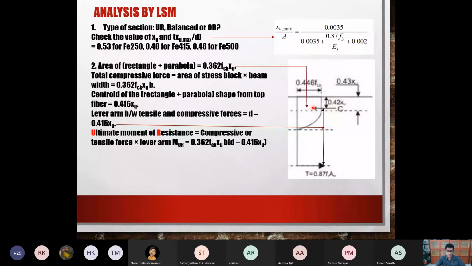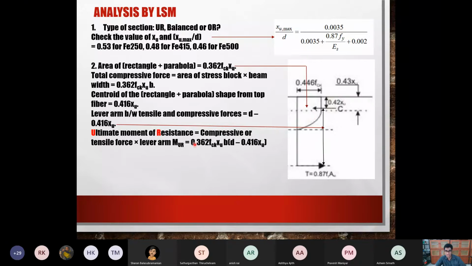So you find the centroid of that shape, you find the area of that shape, and you can get the total compressive force. You can also get the ultimate moment of resistance. And the lever arm in limit state method for beams is nothing but d minus 0.416 xu.